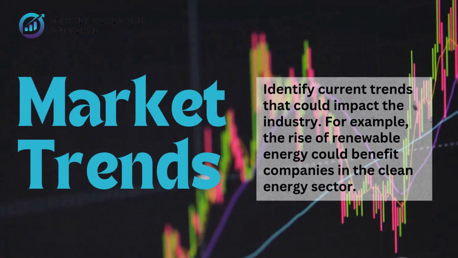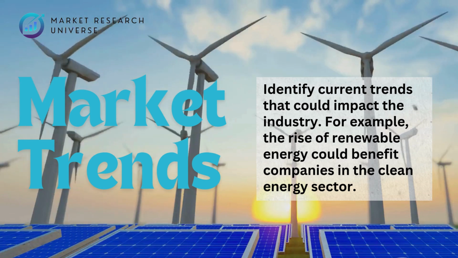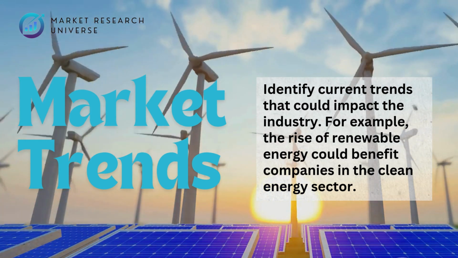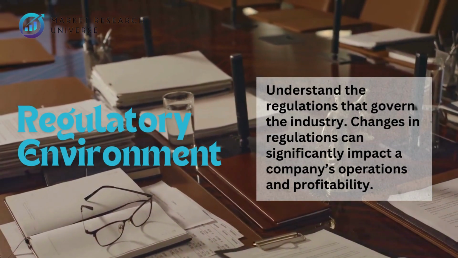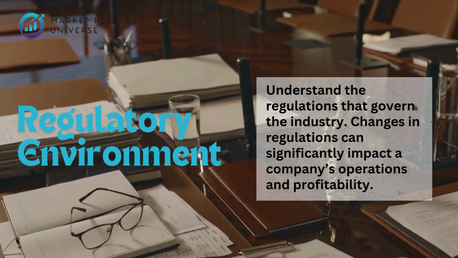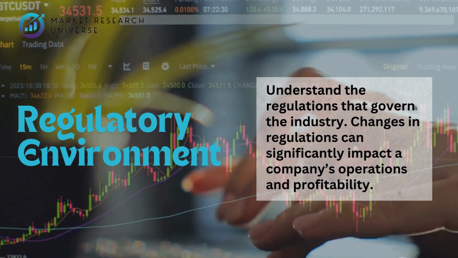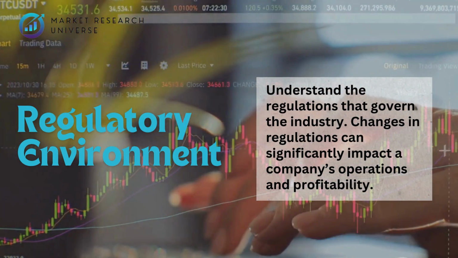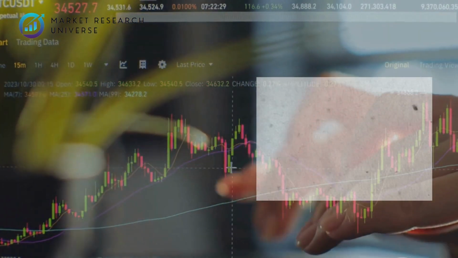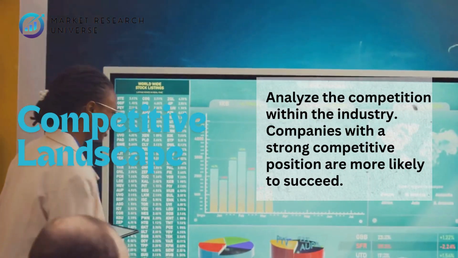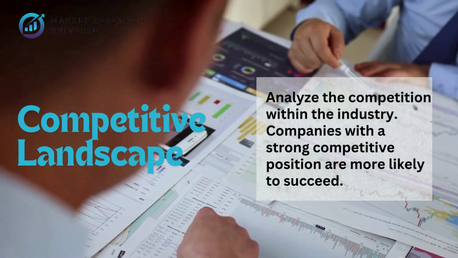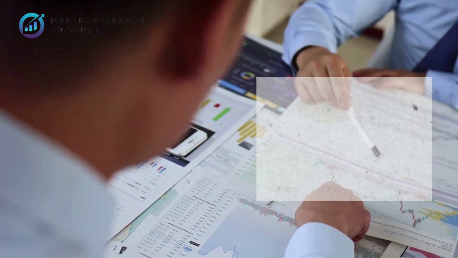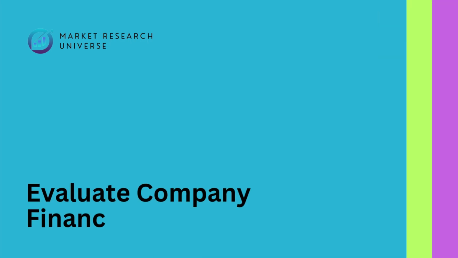Market trends. Identify current trends that could impact the industry. For example, the rise of renewable energy could benefit companies in the clean energy sector. Regulatory environment. Understand the regulations that govern the industry. Changes in regulations can significantly impact a company's operations and profitability. Competitive landscape. Analyze the competition within the industry. Companies with a strong competitive position are more likely to succeed.